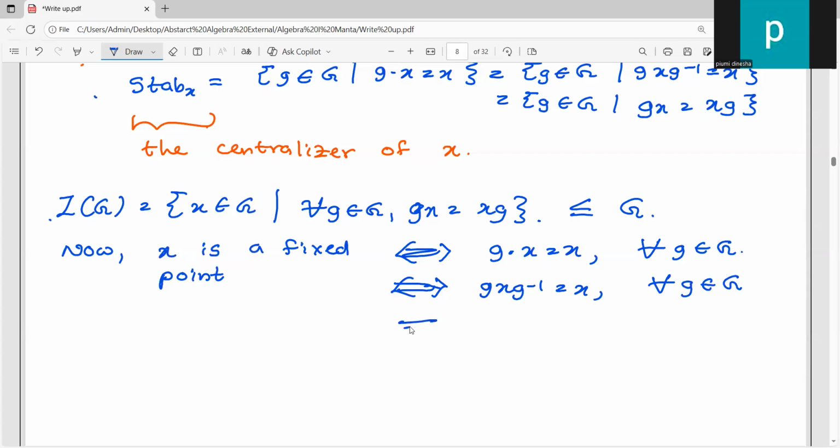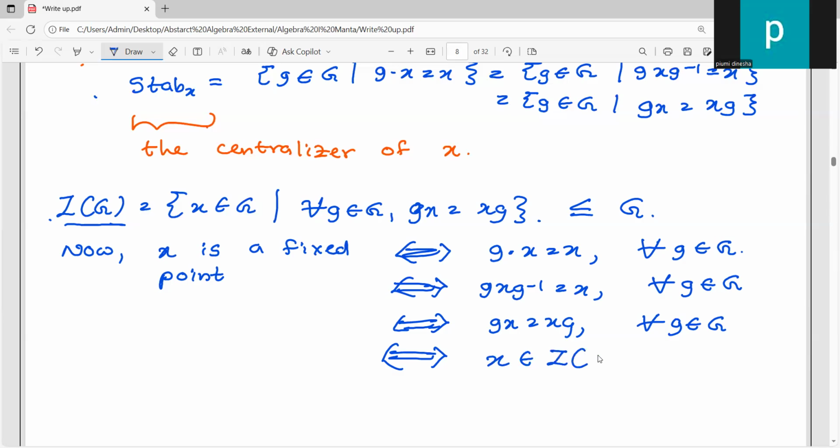Now we somewhat simplify by multiplying both sides on the right by g to write gx equals xg for all g in G. This is if and only if. If you look at the definition of the center of G, we see this contains every x such that for any other element that you take from the group G, gx is equal to xg. In other words, by definition of the center, this means x belongs in the center of G.